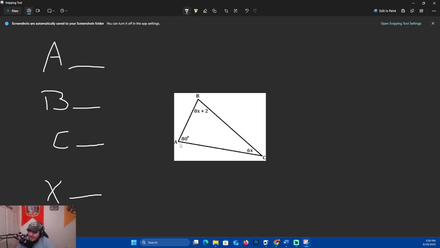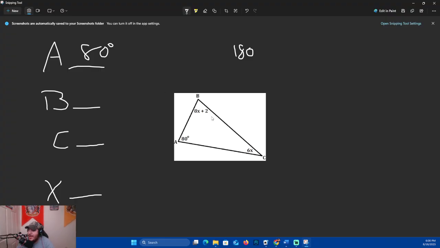And so one of the things we have to remember is that the sum of all angles in a triangle, and I think that symbol looks something like an E, you know what, I'm not even going to bother. But the sum of all angles in a triangle adds up to 180. That's one thing that we have to remember. So if we're going to solve for X, we have the angle of A, that's 80 degrees.